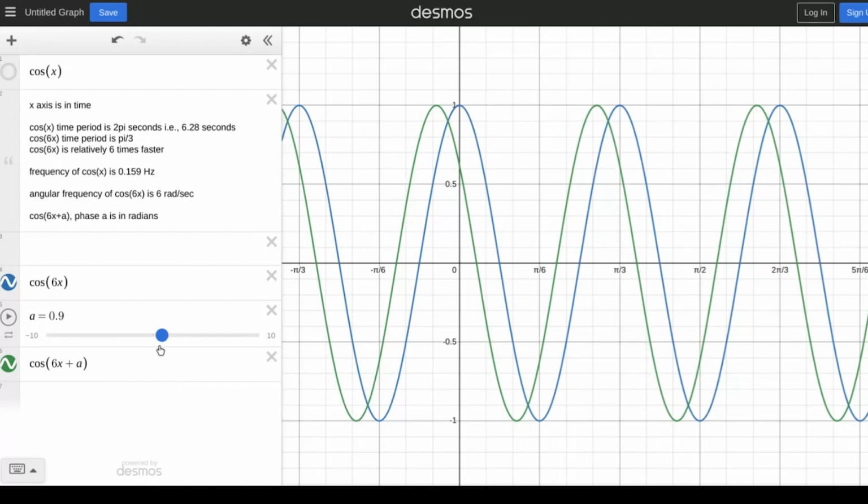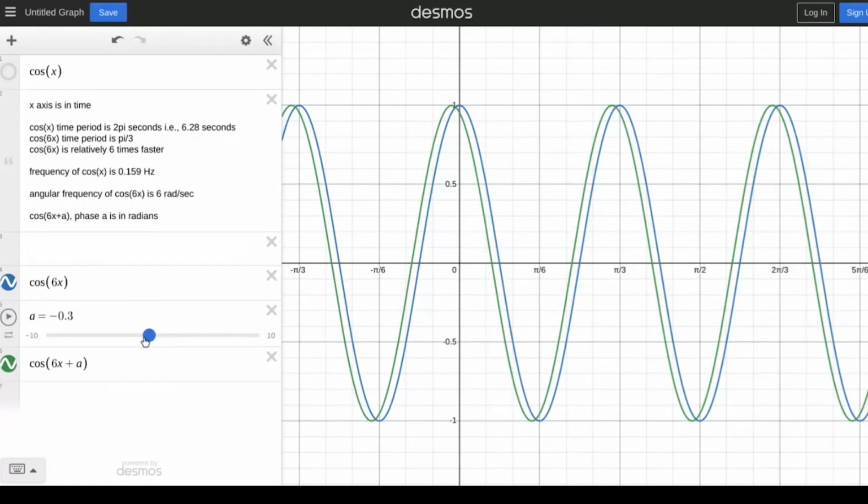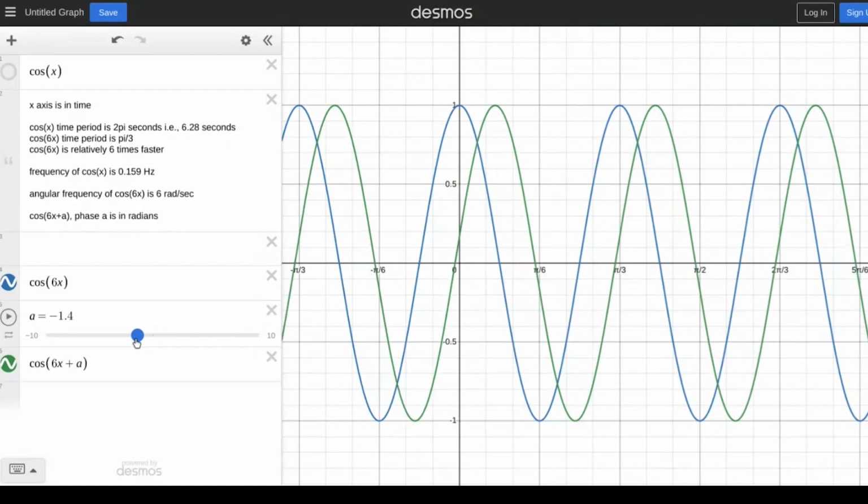At t equal to 0, the blue curve has a peak. Green curve has a peak slightly before that. It has a head start. This number is positive, it has a head start. This curve is moving to the left. If it is negative, it is slowed down. It is moving to the right.